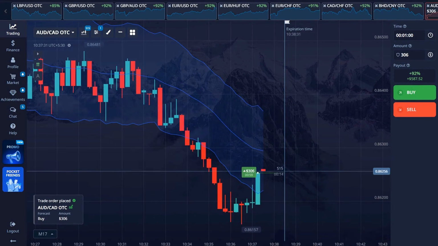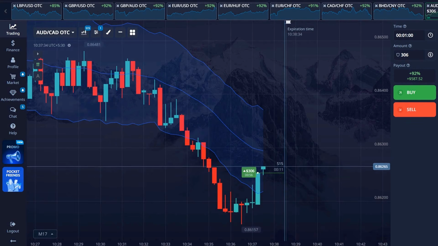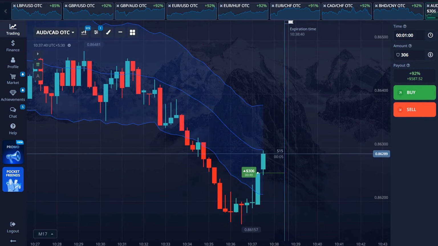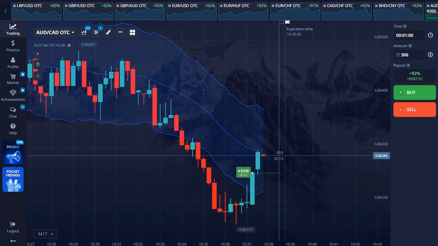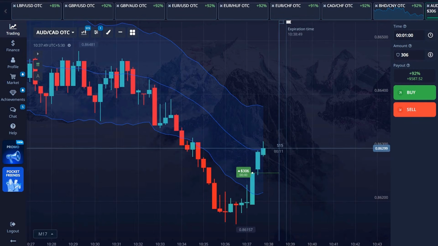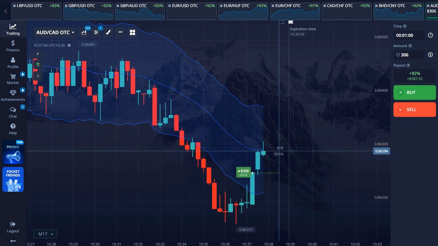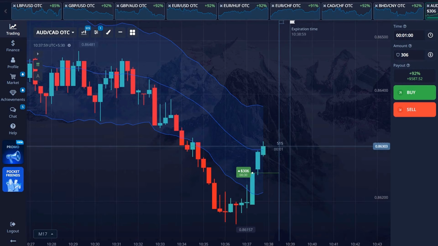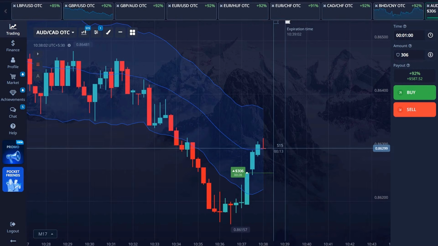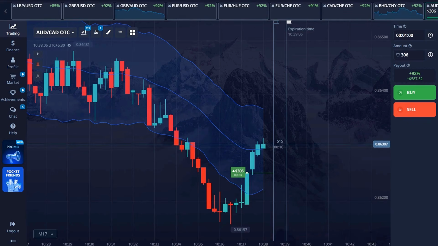Alright guys, let's break down this live trade example. Here you can see the market was in a strong downtrend, and finally, one candle closed well below the lower band of the Keltner channel. This is the exact setup we're waiting for. On the very next candle, notice how the price re-entered back inside the channel and showed bullish pressure. That's my confirmation to enter a buy trade with a 1-minute expiry.